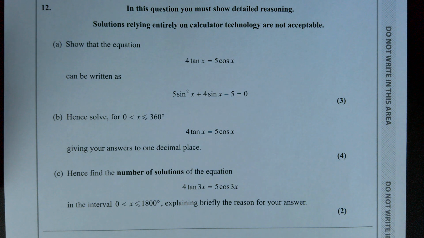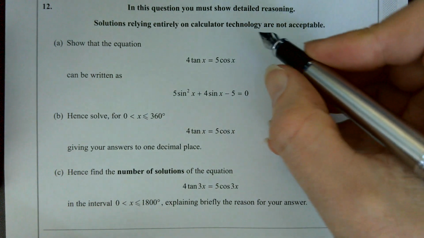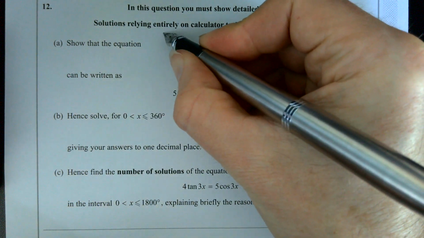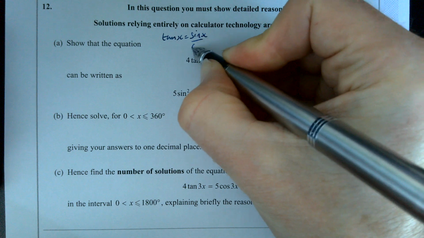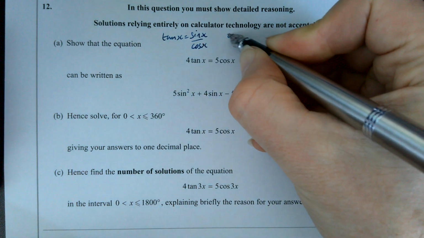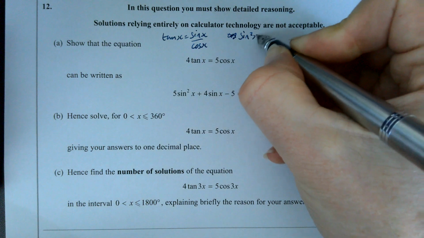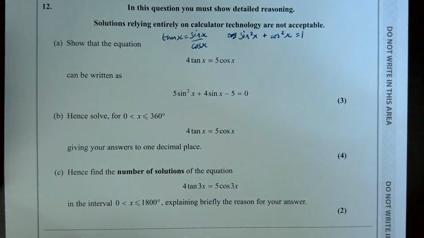Question 12. So I think this is a really nice trig identity question. Remember, you've got two identities that you can use, and both of them are going to be useful here. Tan x is equal to sin x over cos x, and sin squared x plus cos squared x is equal to 1.